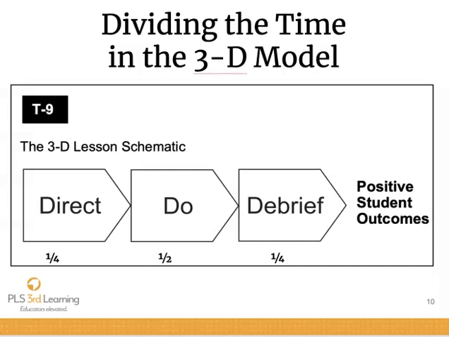For example, if you have exactly 1 hour, you would spend about 15 minutes giving the directions for the subject matter and the interpersonal skill. Spend 30 minutes doing, students will work while you monitor, and then spend 15 minutes debriefing the subject matter and the interpersonal skill. This breakdown of time doesn't have to be exact, but it gives you a rough idea.